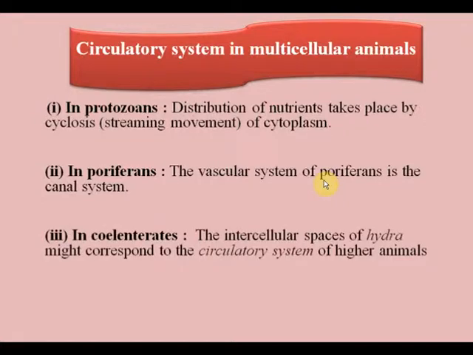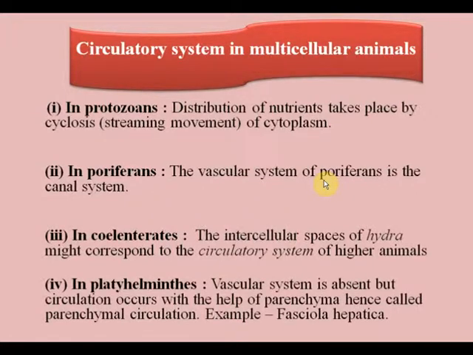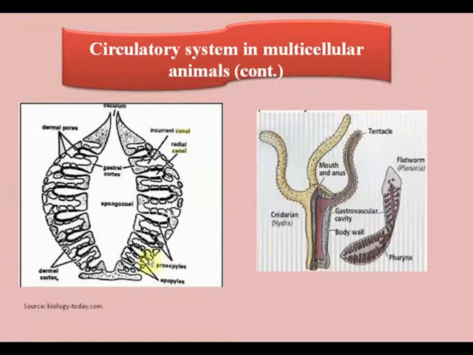Next, in coelenterates, the intercellular spaces of hydra might correspond to the circulatory system of higher animals. Next, in platyhelminthes, vascular system is absent, but circulation occurs with the help of parenchyma, hence called parenchymal circulation. An example is Fasciola hepatica. Next, this is the canal system of sponges and poriferans. This is the tentacles of hydra for the circulation of water. This is a flatworm or platyhelminthes.